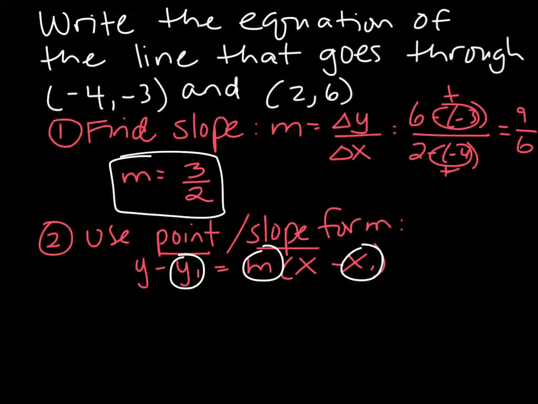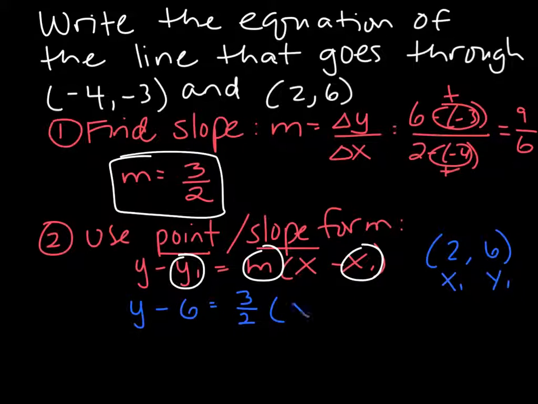All right, so let's see what we get when we do this. You pick either point that you want. I'm just going to happen to pick the 2, 6 because that one has no negatives. It doesn't matter. It's all going to work out. But if there's a point with 0 or all positive, I'm always going to pick that one just to make my arithmetic a little bit easier. So the 2 is going to be my x1, the 6 is going to be my y1. So it's going to look like this: y minus 6, because that's y1, equals my slope, 3/2, times x minus 2.